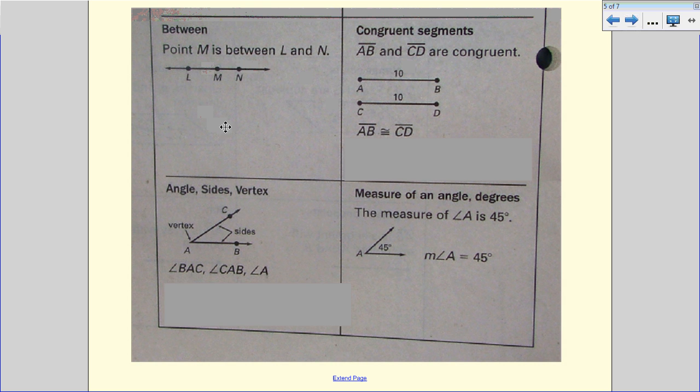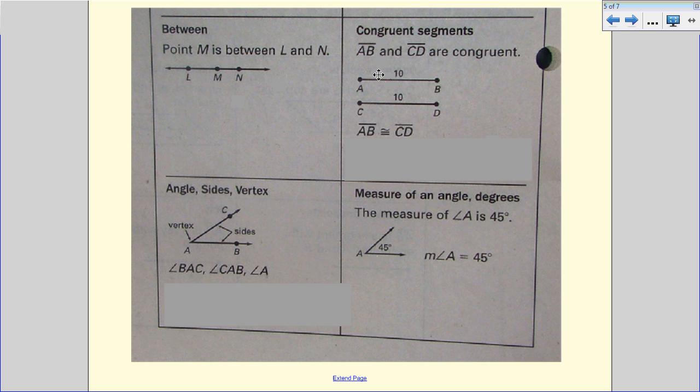We know a point is between if it's in the middle or inside the 2 points. So the definition between would be M is between L and N. Once I hear that, I can start to visualize what the drawing looks like.